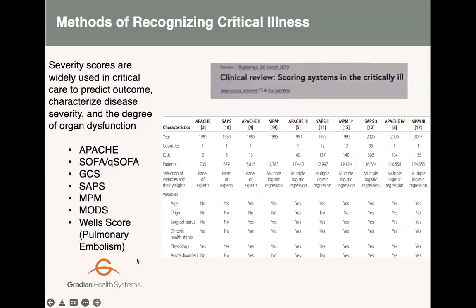So severity scores are widely used all over the world, and apart from that, various other organ-specific and disease-specific scoring systems are also there. One of the studies, the clinical review of scoring systems in the critically ill, discusses different scoring systems. There are various others, like APACHE, the Acute Physiology and Chronic Health Evaluation score, or disease-specific ones, like for sepsis, the qSOFA score or SOFA score, for traumatic brain injury patients the GCS score, the Simplified Acute Physiology Score, the Multiple Organ Dysfunction Score, and for pulmonary embolism the Wells score.